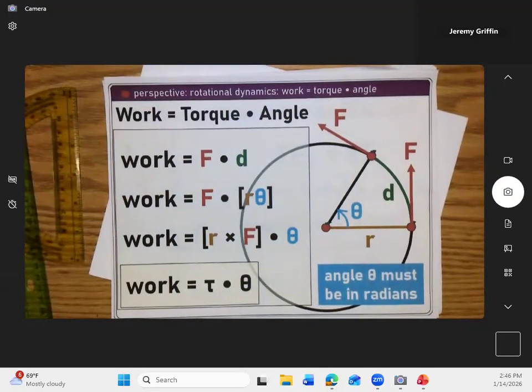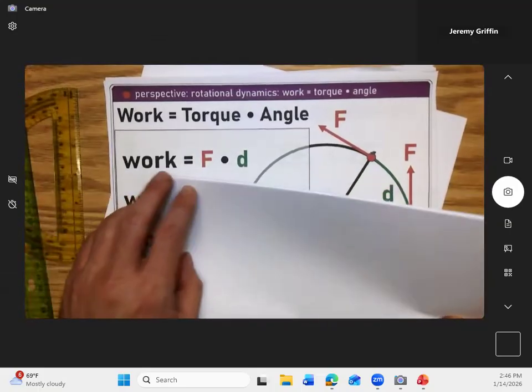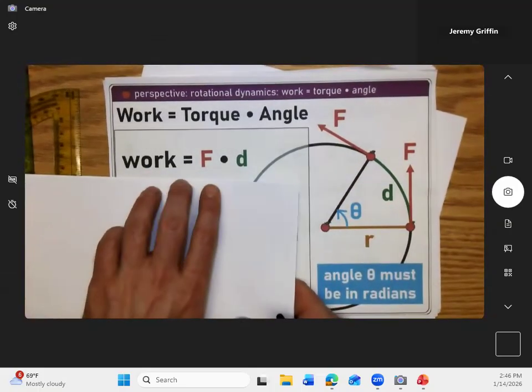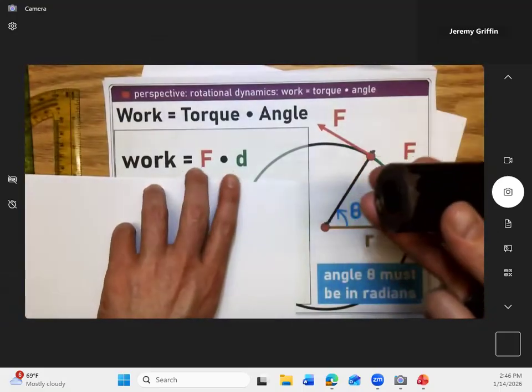And so let's go down. I have a derivation for you guys here. Do you remember this from last semester? Work is force times distance. You remember that? For example, if you lift something some height, it takes some energy to do that.